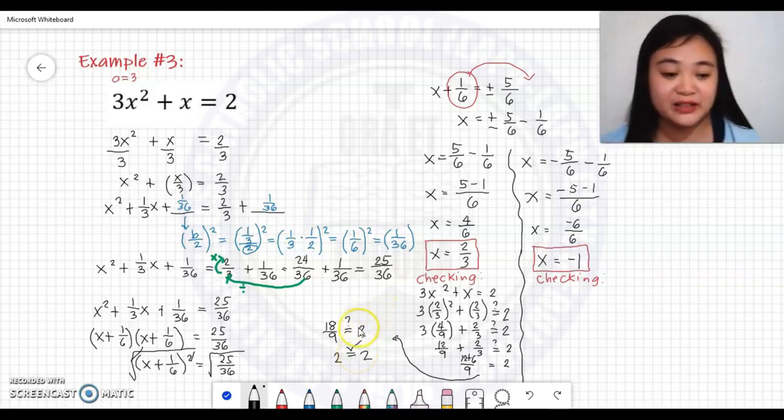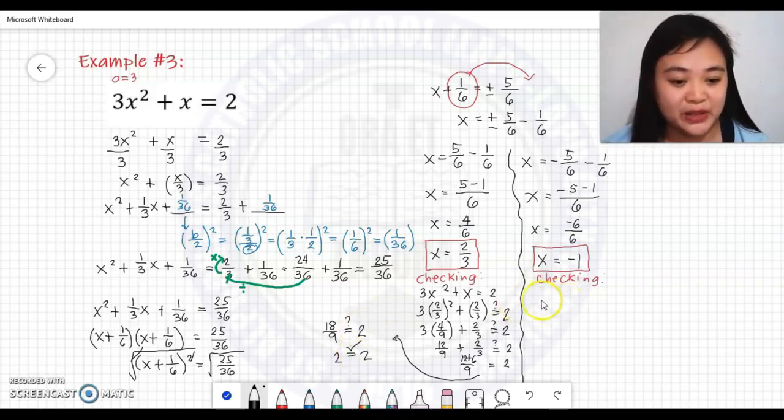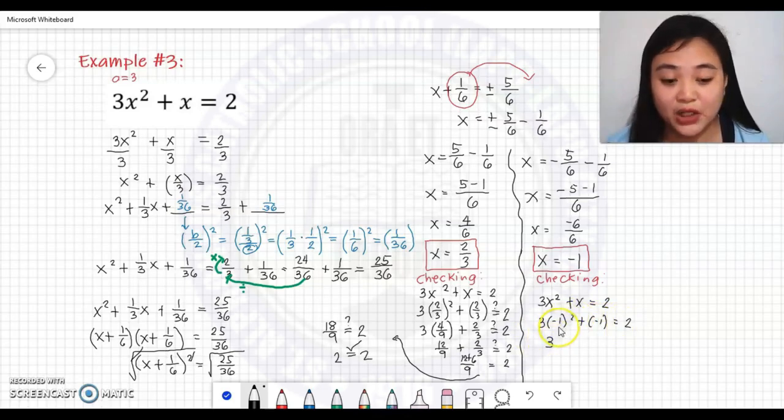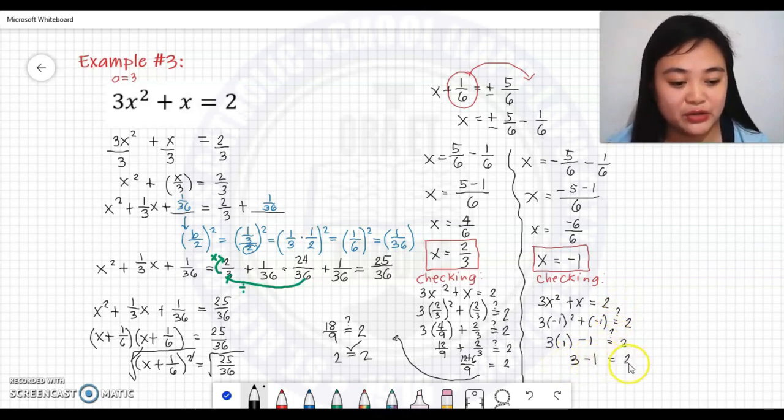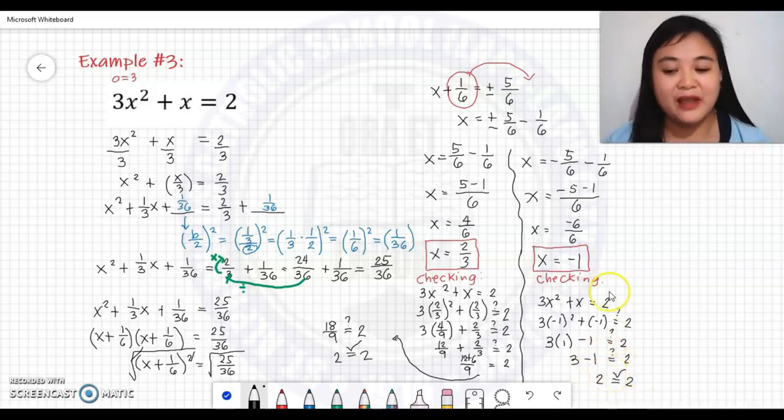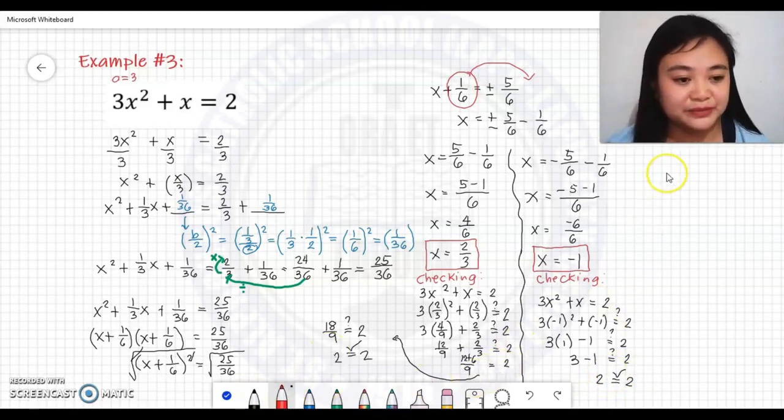Now let's move on to the second. So it will become 3x squared plus x, you will use the original given, equals 2. Substitute negative 1: 3 times negative 1 squared plus negative 1. Of course, there's a question mark here. So it will become 3 minus 1 equals 2, question mark again because we don't know if they are equal. Then 2 equals 2, and yes, it's correct. Hooray! And next, the conclusion.